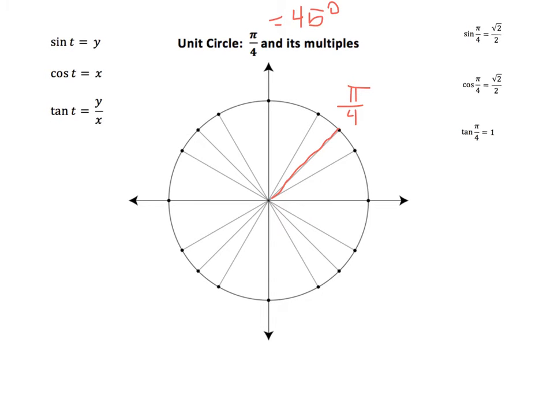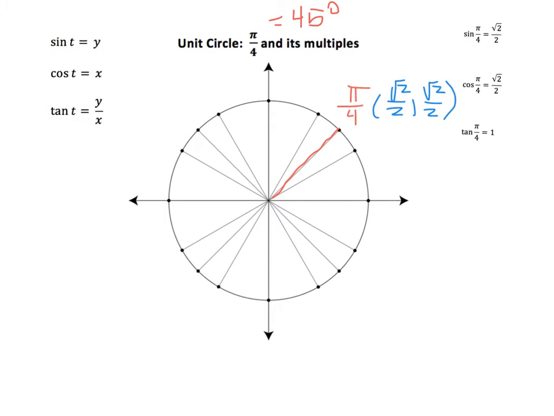We want to identify the point that corresponds to that angle. All right, well, we can get that from our trig function values over here. Because cosine is the x-coordinate, that means the x-coordinate of this point is going to be the cosine, which is square root 2 over 2. And because y is the sine value, our y-coordinate is square root 2 over 2.